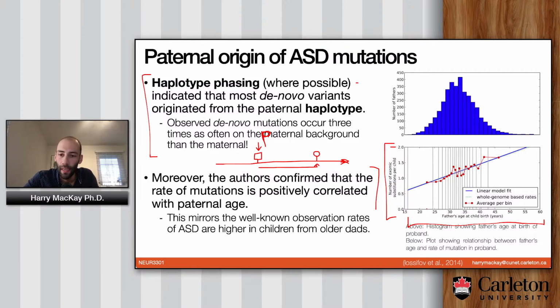And what you will see is that there is this nice positive correlation between the age of dad and the number of mutations that you see in their autistic child. This is pretty clear evidence, I would say, that the observed effect of paternal age has to do with the rate of mutation in the sperm.